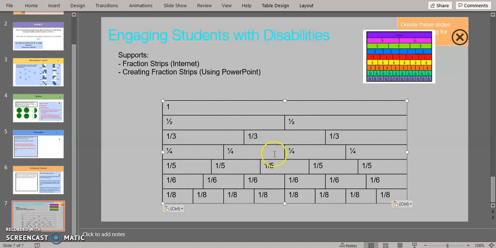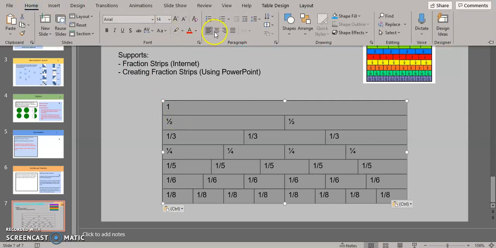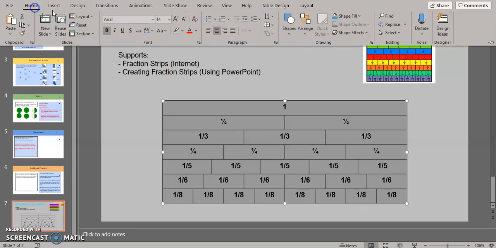Now, what we're going to do next is let's center this. To make this nice and organized, we're going to highlight the whole thing. We're going to go to Home, and this button over here, Center. We're going to click that, and it's nice and centered. What you can also do is bold everything else. So I just did Control B for bold, or you could just go to Home and click the bold button.